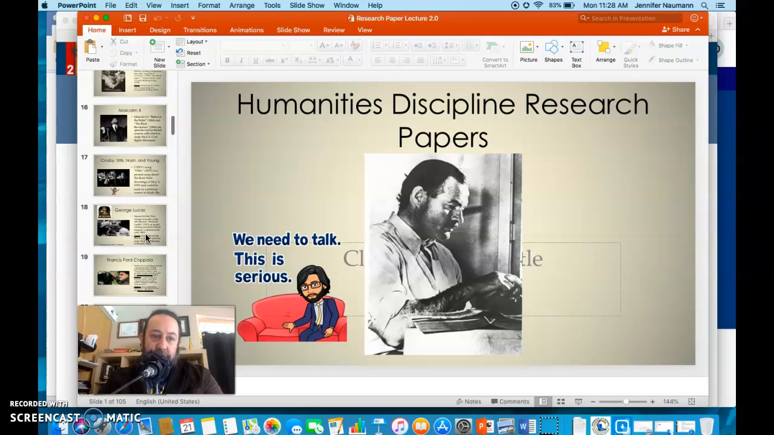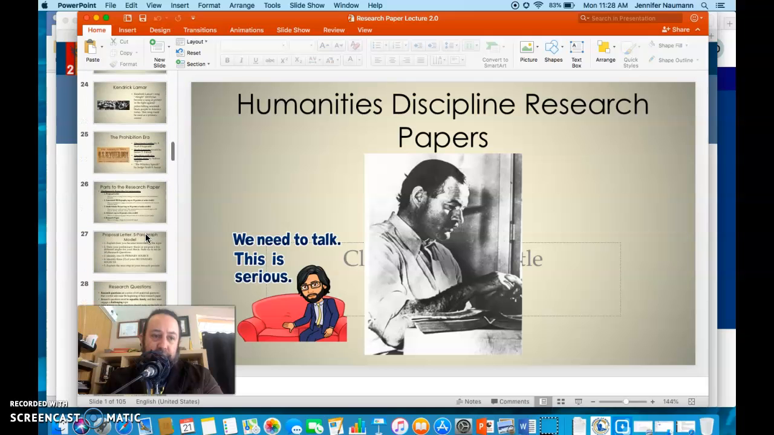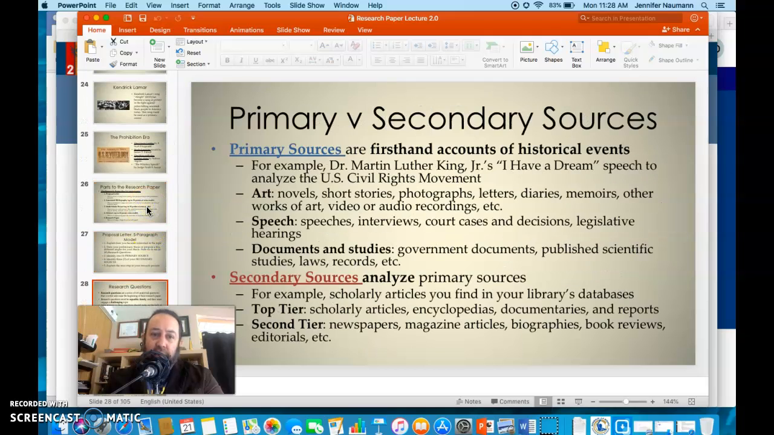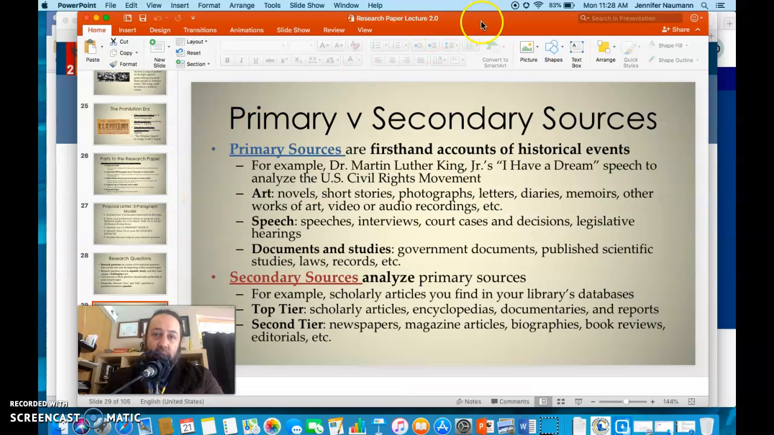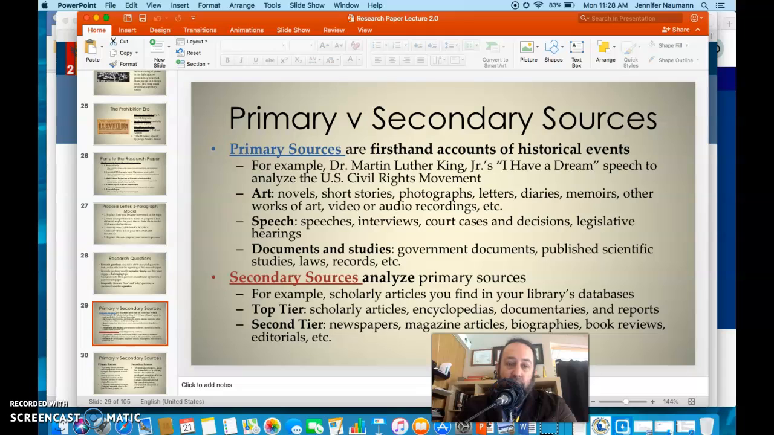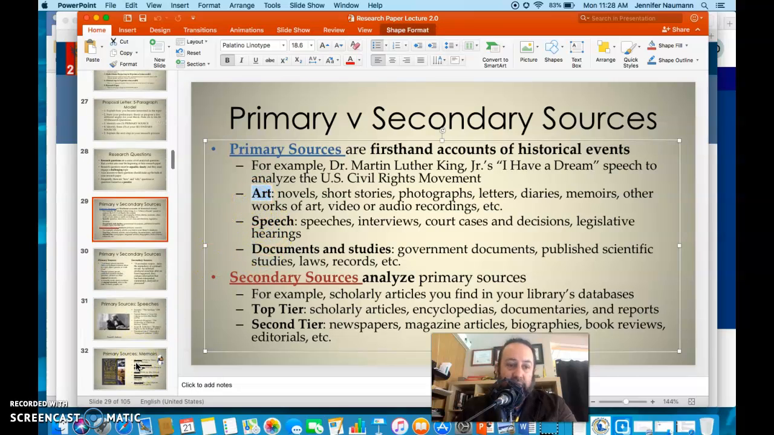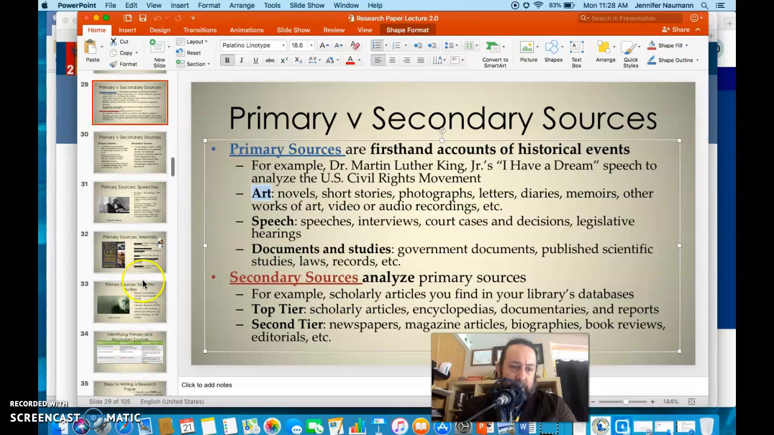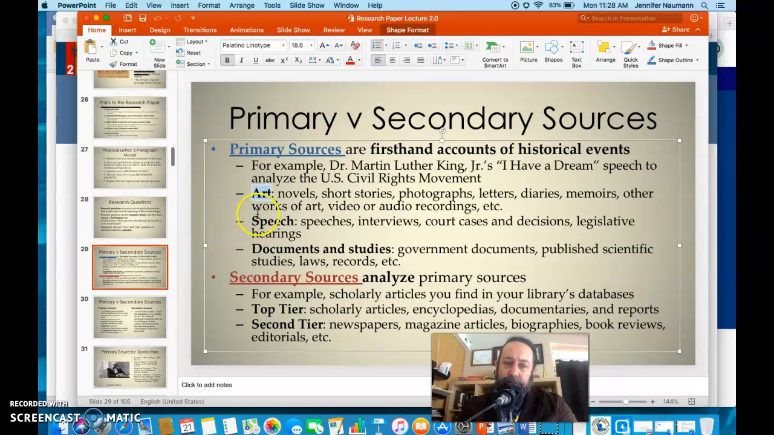In a proposed letter, you need 2 types of resources. You need one that is called primary and one that is called secondary. A primary resource is something I'm looking for right now. It usually comes in 3 basic categories. This is page 29 of the research paper lecture. It continues this on the next couple pages.